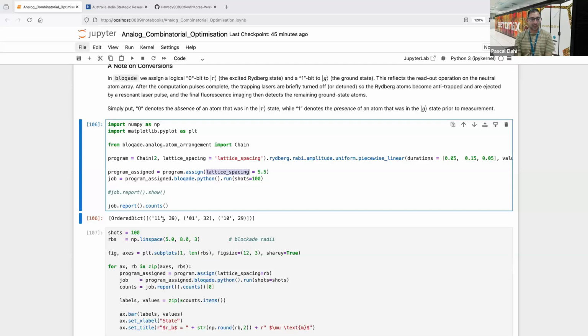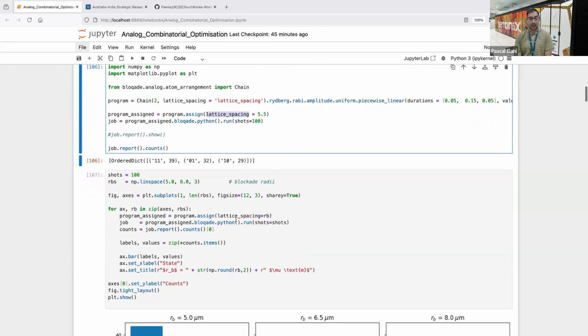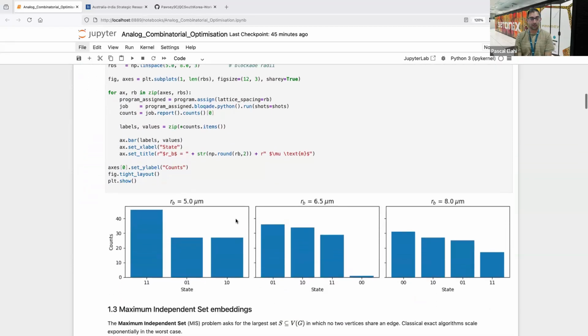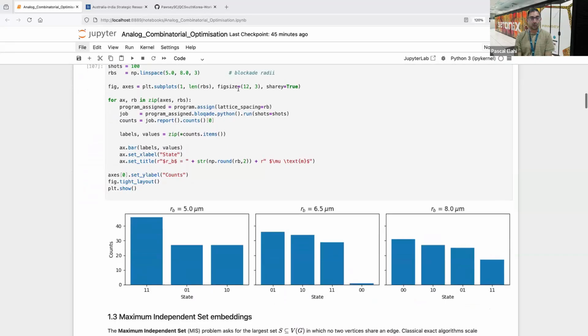Running 100 shots, and in this case, there's an even spread of essentially the states, roughly with 1, 1, 0, 1, and 1, 0, but no 0, 0. And we can actually just look at the histogram of going through and doing different lattice spacings. So two atoms placed together at different spacings, doing a simple Rabi pulse, and essentially evolving the system.